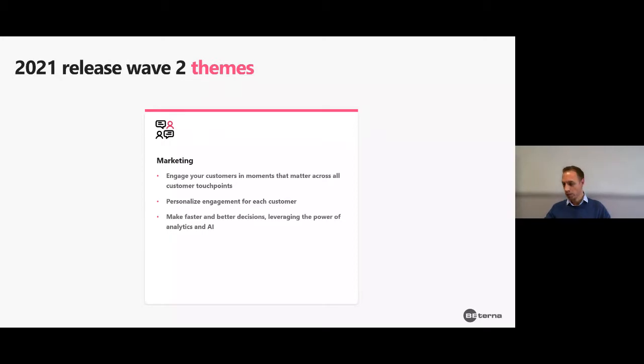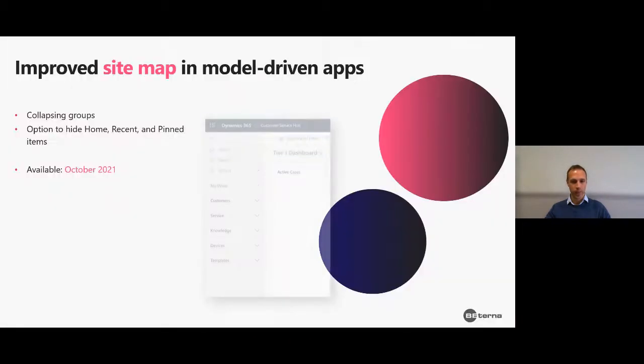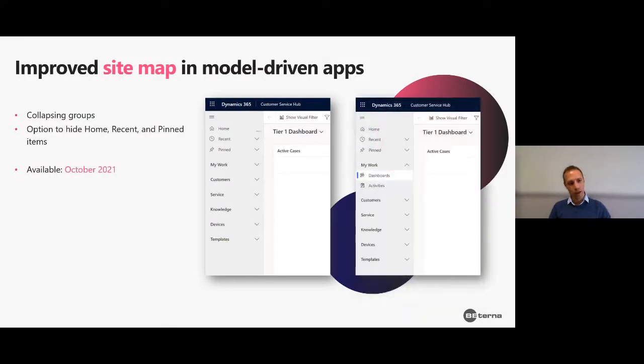Okay, so let's maybe just start with general improvements. And let's go to the first topic. Now, the first update that we have is improved sitemap in model-driven apps. It's a small update, but could be welcome for some of you.